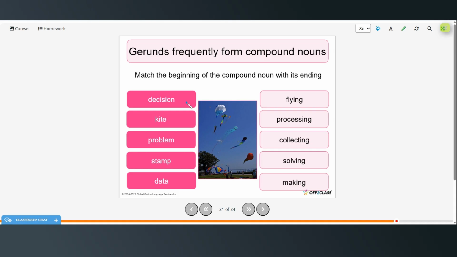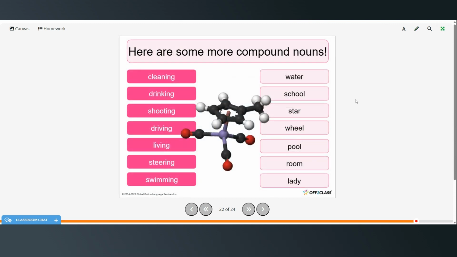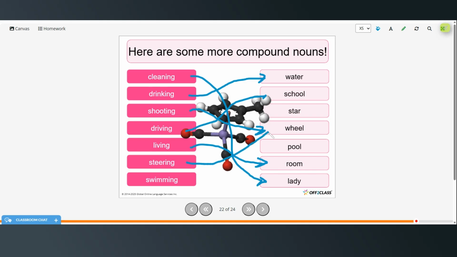So decision making, kite flying, problem solving, stamp collecting, and data processing. Here are a few more. Cleaning lady, drinking water, shooting star, driving school, living room, steering wheel, and swimming pool.